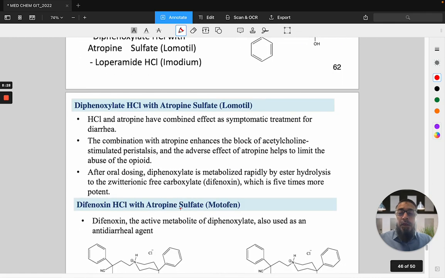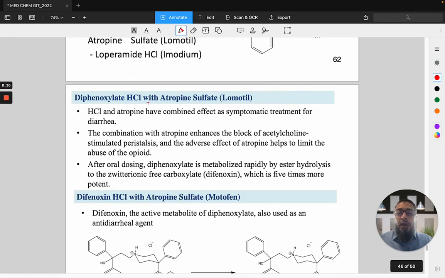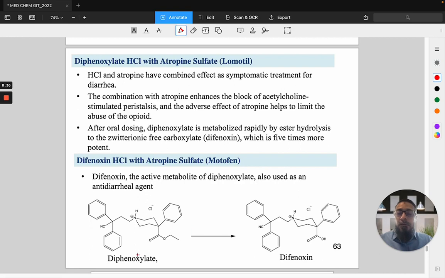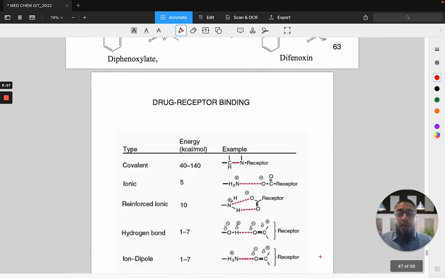So in the case of diphenoxylate HCl with atropine sulfate, this is the diphenoxylate, and the active form is diphenoxin. Diphenoxylate is the ester form of diphenoxin. So diphenoxin is actually the active metabolite of diphenoxylate and is used as an antidiarrheal agent.